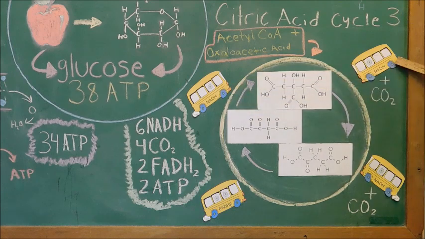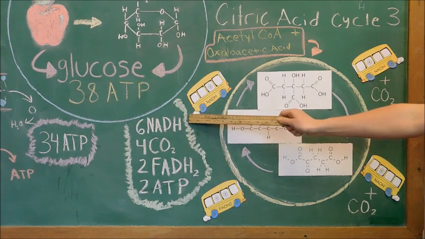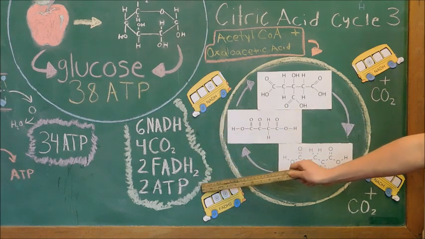3 NADH and 1 FADH2 molecules are formed as well as 1 ATP. However, the cycle occurs twice per glucose molecule because each pyruvate goes through the process. So in total, there are 6 NADH, 2 FADH2s, and 2 ATP molecules.